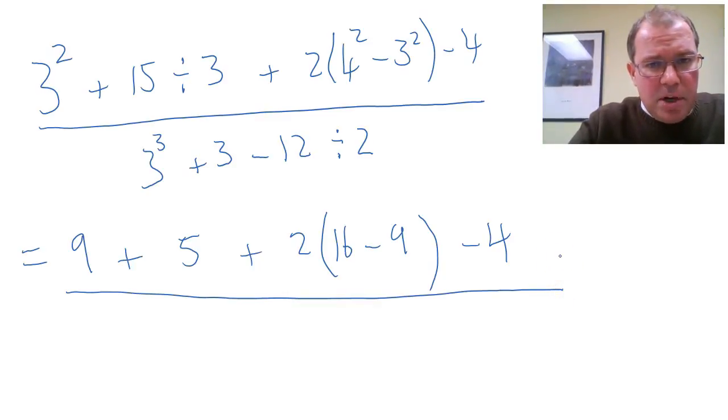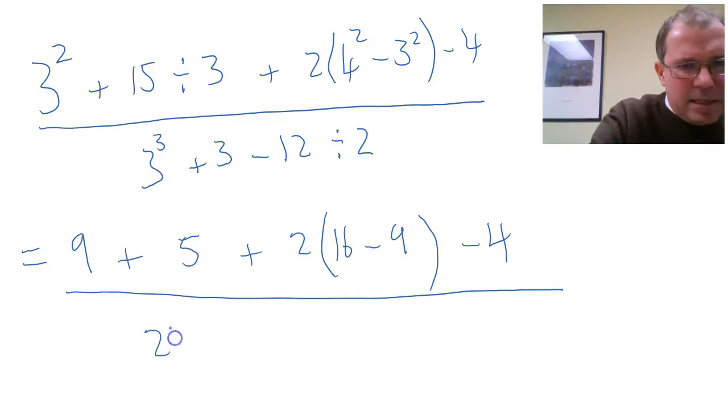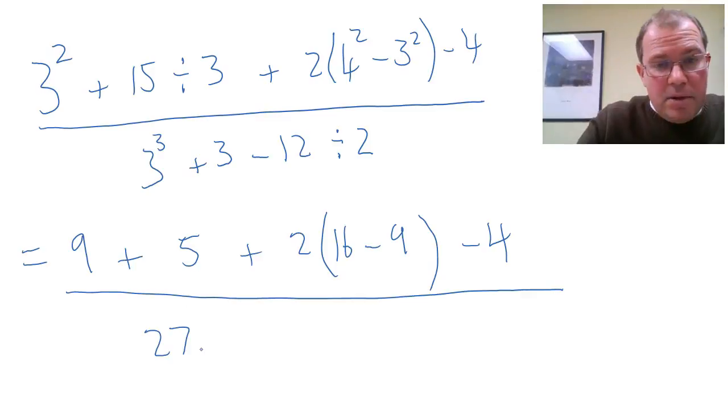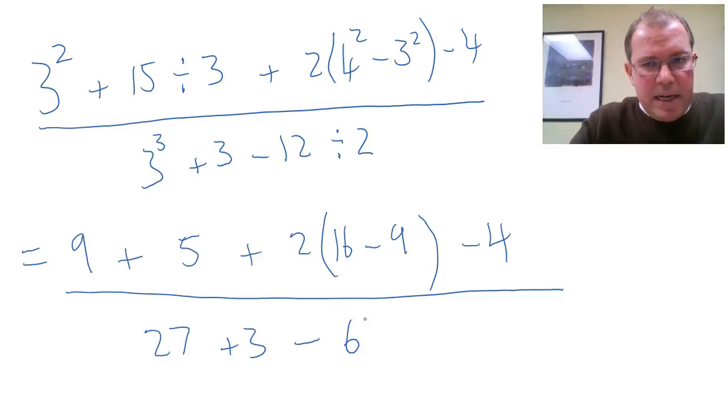Now let's consider the bottom. Now I need to follow the order of operations, but I know that the 3 cubed I can work out. That's 27. That's not really worrying about anything. But then I can't do 3 minus 12 because I have to do the division first, because division comes before that subtraction. So let's do the 12 divided by 2 there. So I'll just copy down the 3 minus, and the 12 divided by the 2 is a 6. And there I've got my next line.